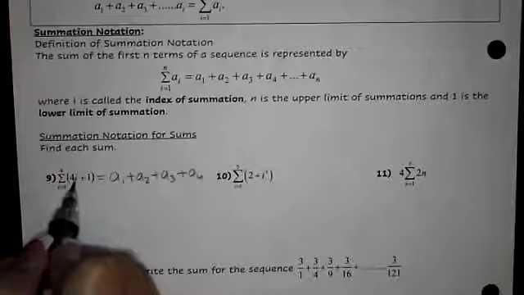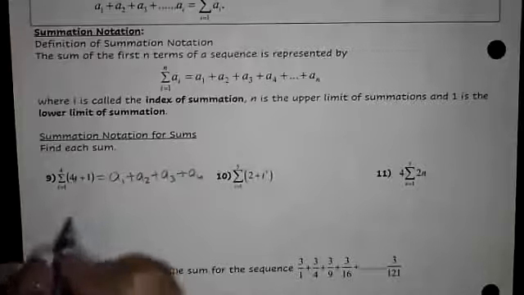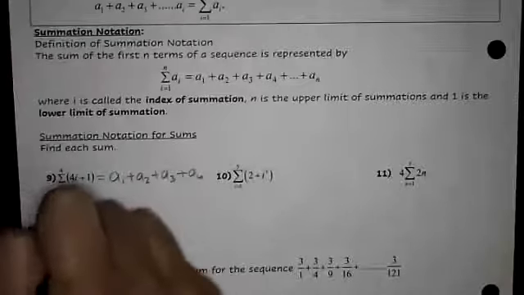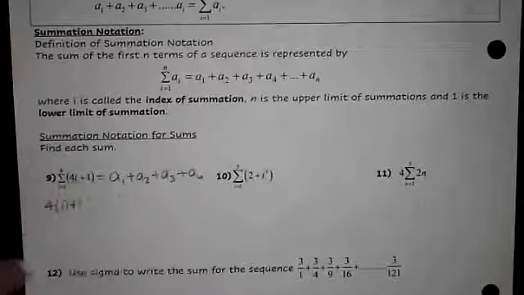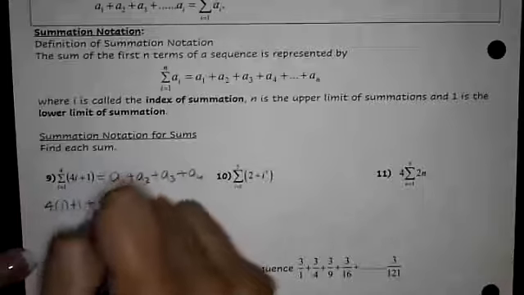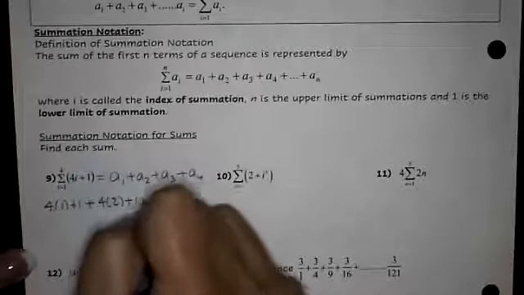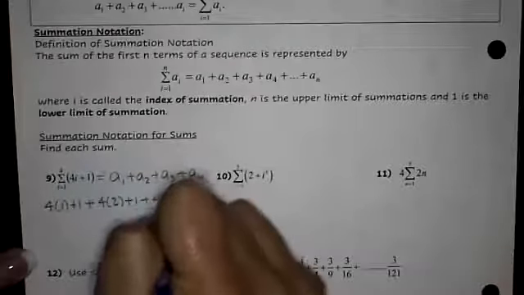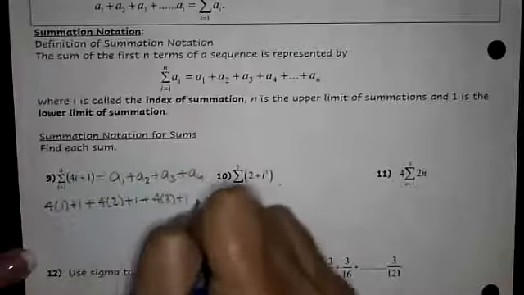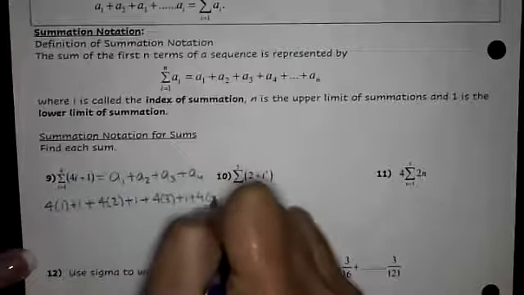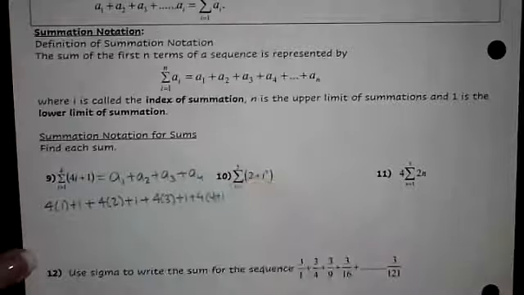Each term we know by putting that 1 in there. So I would put in a 1 to find that first term. So I get 4 times 1 plus 1. There's my A1. For my A sub 2, I'm going to plug in a 2 there, so I get 4 times 2 plus 1. For the 3, I will get 4 times 3 plus 1. And for the 4, I will get 4 times 4 plus 1.